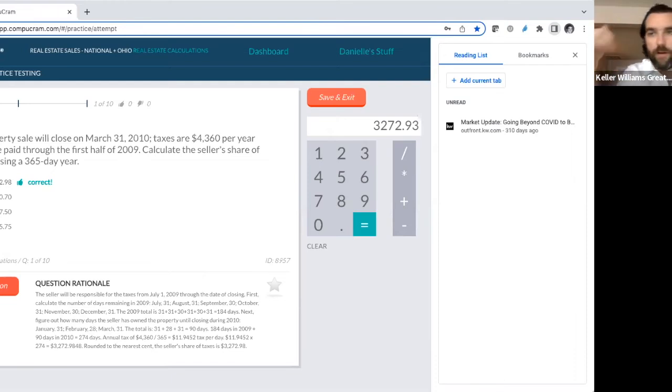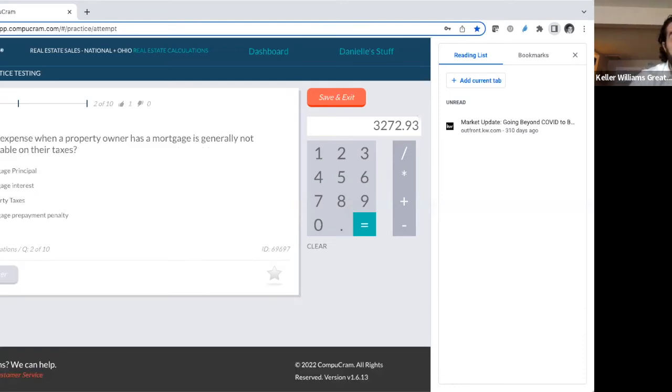Read the problem very carefully. Work it forwards and backwards. Pencil out 31 plus 31 plus 30 plus 31, and do it that way. And then you're going to be much more accurate. Don't rush through it. Don't start jamming numbers together, like, oh, it's half a year, I'm going to divide by 2. Especially when it's a 365-day year, you need to know what specific months are owed for.